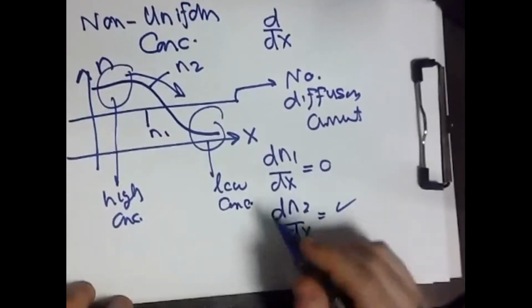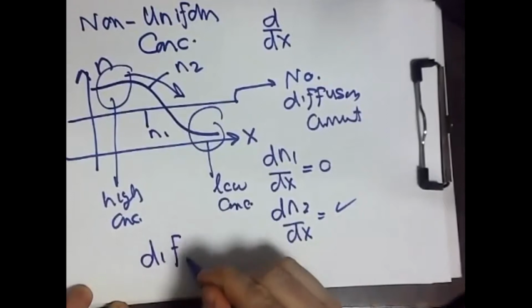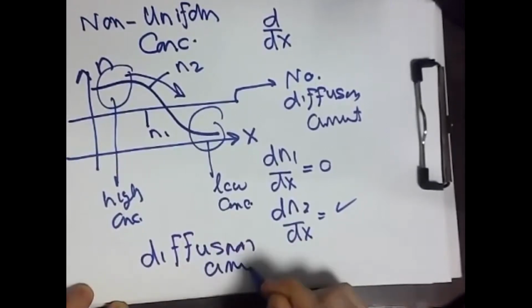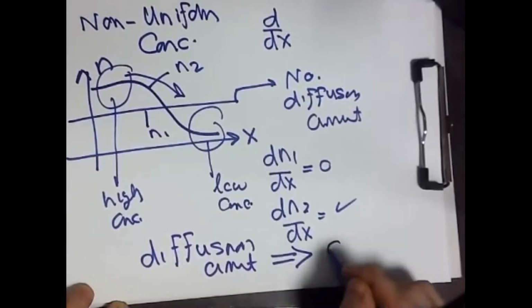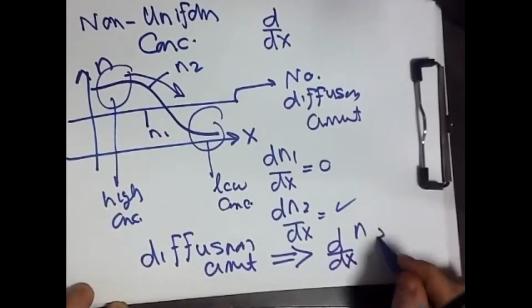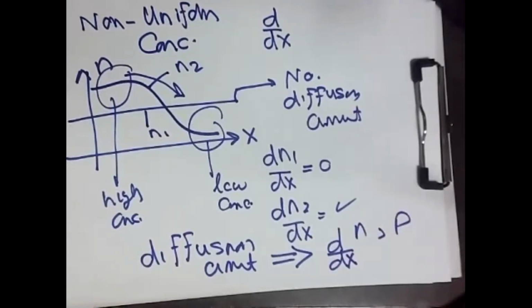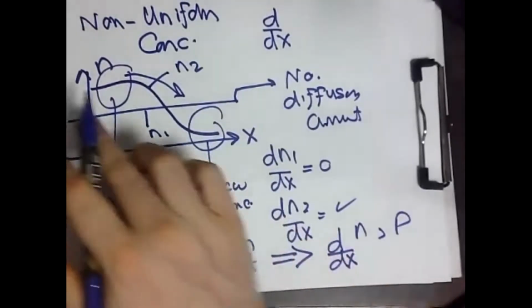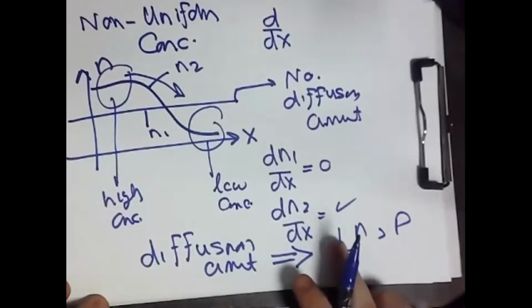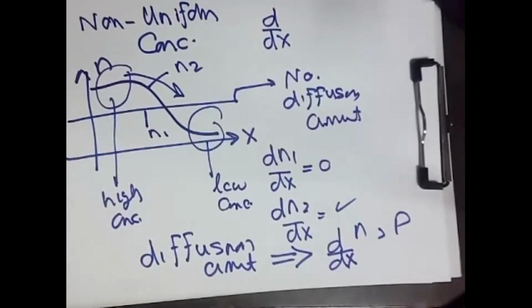Then this is the conclusion: we can model the diffusion current in the form of the variation with respect to x, with either n, which is electrons, or p, which is holes. So the sign of having a diffusion current is to have different concentrations, which can be modeled mathematically by the term d/dx. Let's now return back to the presentation.